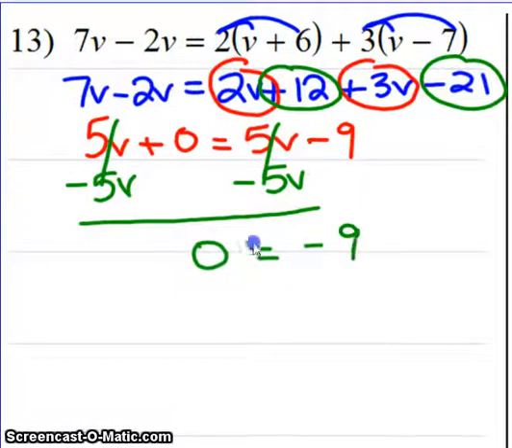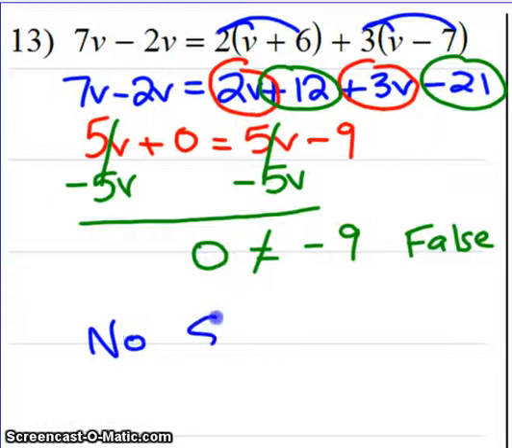Now that is not true, so that's false. Remember the previous slide, we were left with a true statement. In this case, this one is false. So what that means is that there are no numbers that will satisfy this equation that we could substitute in for v. So we write no solution.